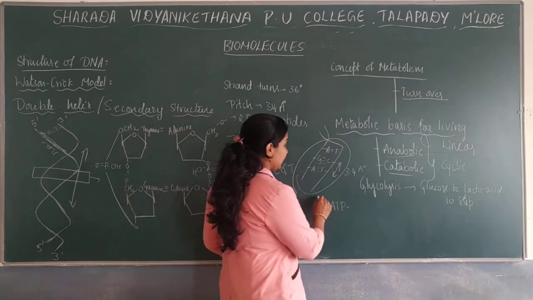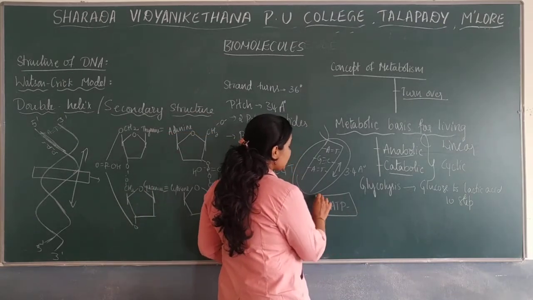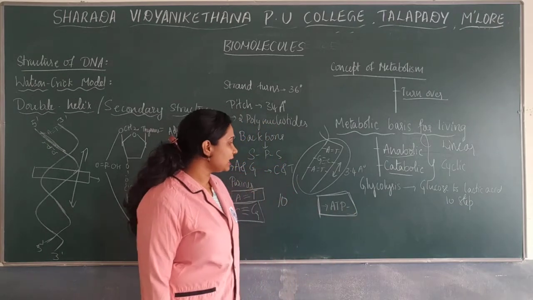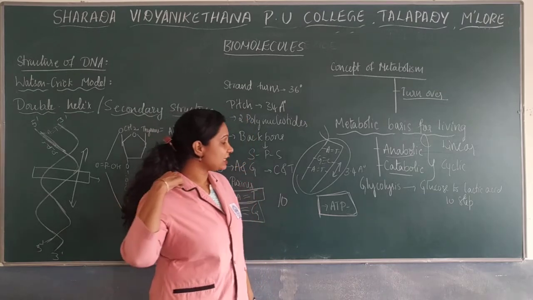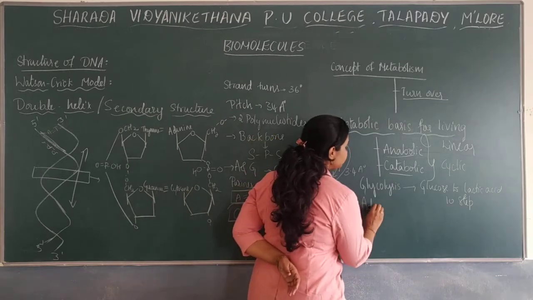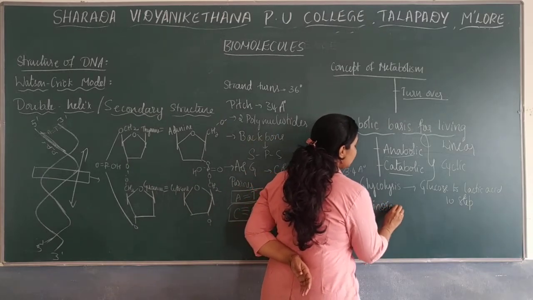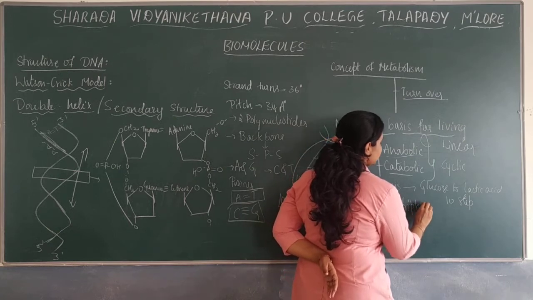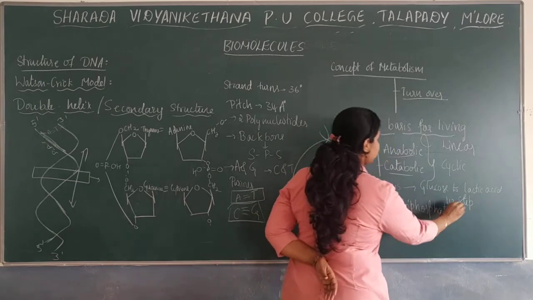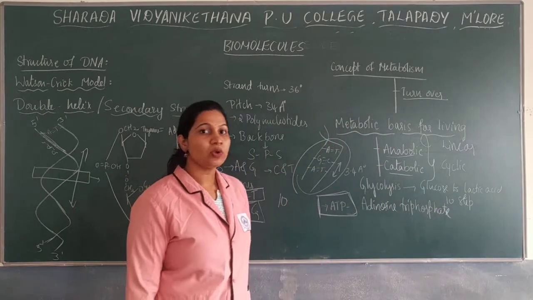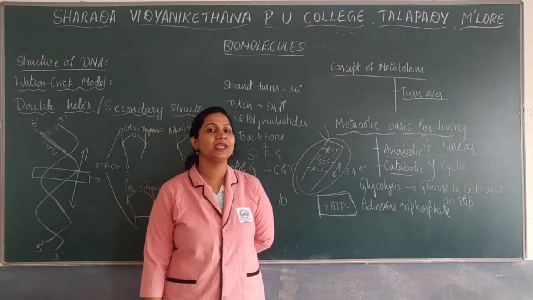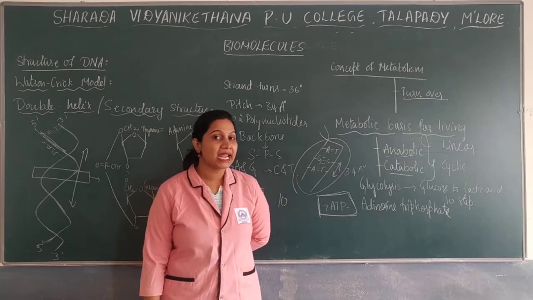One of the energy currency, or energy in the form of bond. The living organisms mainly consist of an energy currency, and that is nothing but ATP. ATP is nothing but adenosine triphosphate. So ATP is one of the energy currencies we have. It is the energy currency.